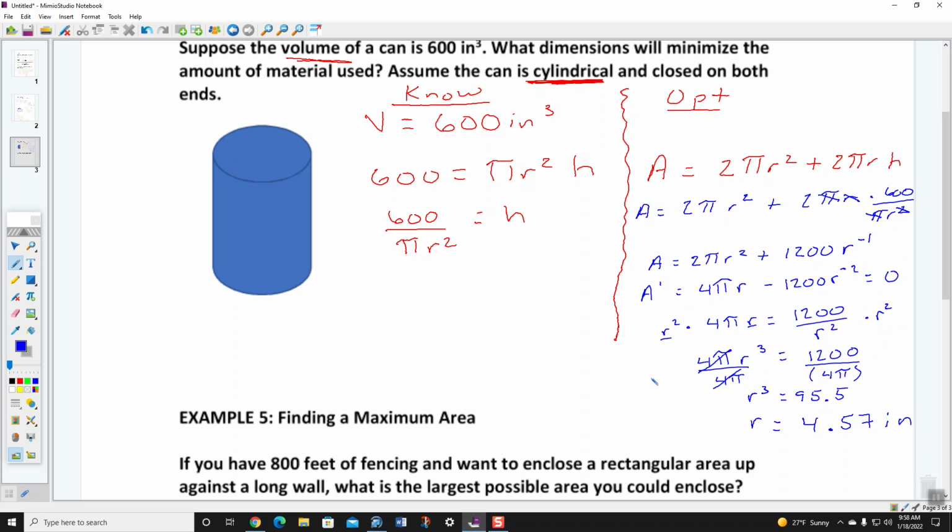Okay, but what other dimension do we have to find as well? The height. Didn't you know the height from what you knew? Wasn't the height equal to 600 divided by pi r squared? So if you went in your calculator and you went 600 divided by, and I put everything in parentheses like this, pi times 4.57 squared.